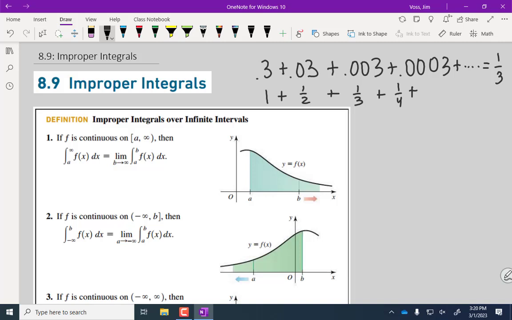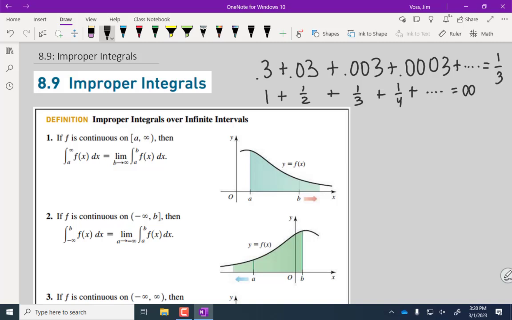These terms are definitely going to 0, but that infinite sum is going to be infinite. It's not going to be finite. So the whole point in chapter 8.9 and in chapters 10 and 11 is to figure out, okay, these terms are going to 0, these terms are going to 0, but they're not going to 0 fast enough. That's the problem. So that's what 8.9 is. The primary idea is, okay, what does it mean to be going to 0 fast enough?